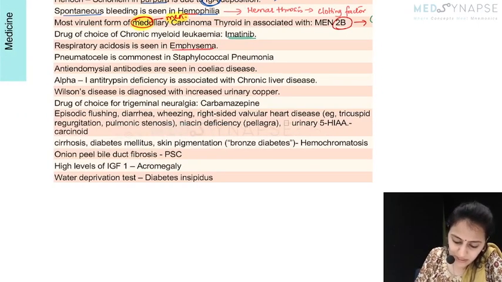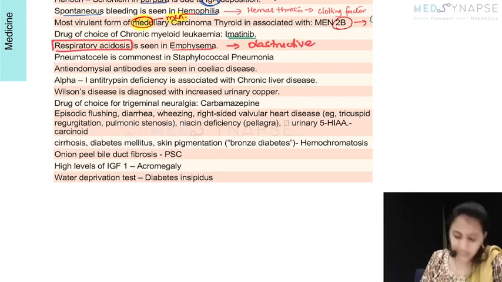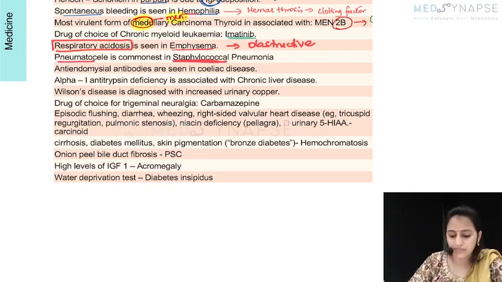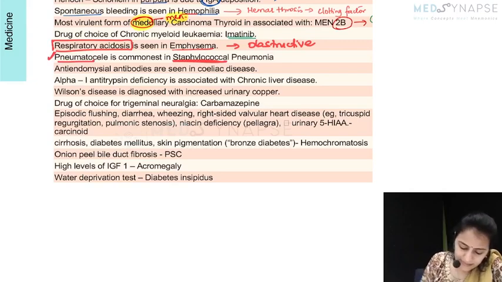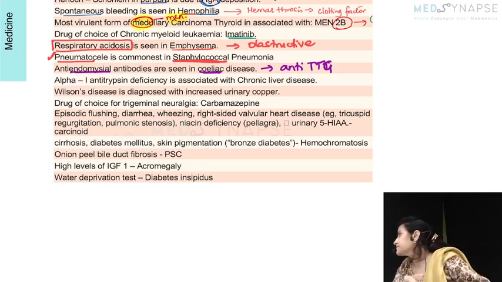Emphysema, we already saw is what disorder? Respiratory acidosis, because it's an obstructive pathology. Pneumococcal is common in which pneumonia? Lobar pneumonia. Important, pneumococcal. Anti-endomysial antibody? Celiac. Which other antibody? Anti-TTG. Tissue transglutaminase, anti-endomysial.